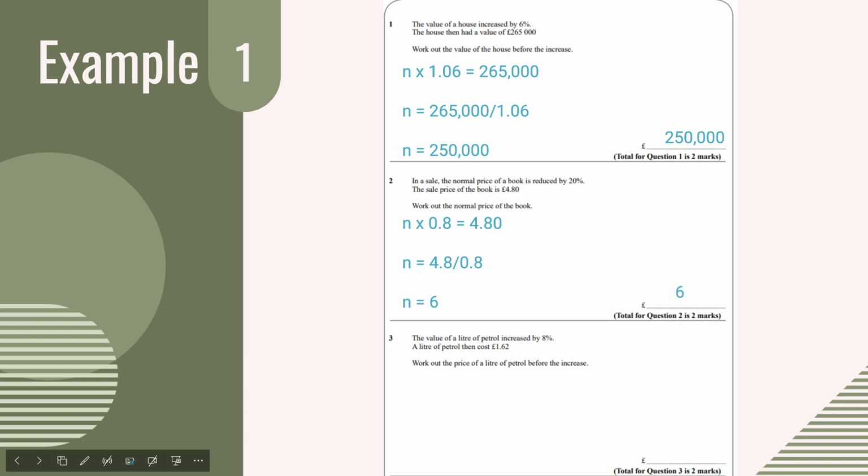Now, for our third question, the value of a litre of petrol increased by 8%. A litre of petrol then costs £1.62. Work out the price of a litre of petrol before the increase. So here we do n times 1.08 will give us the answer of £1.62, meaning n, the original price, will be 1.62 divided by 1.08. This gives n as £1.50. So the price of a litre of petrol before the increase will be £1.50.